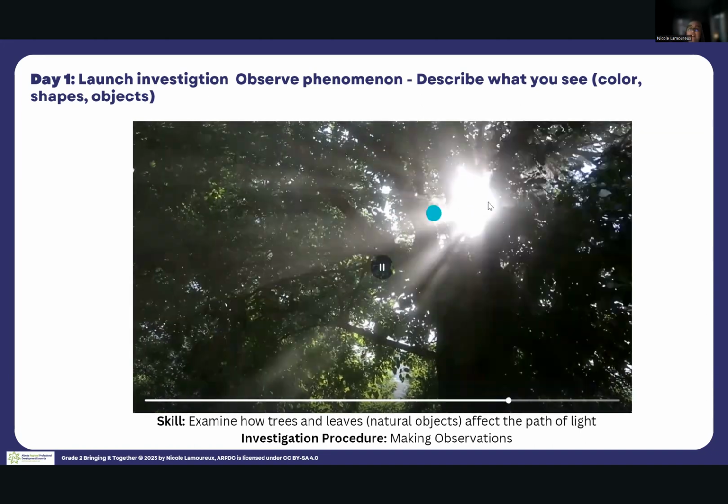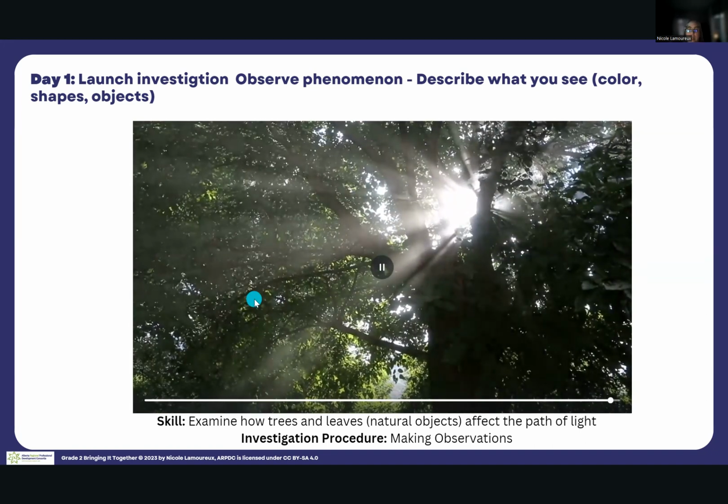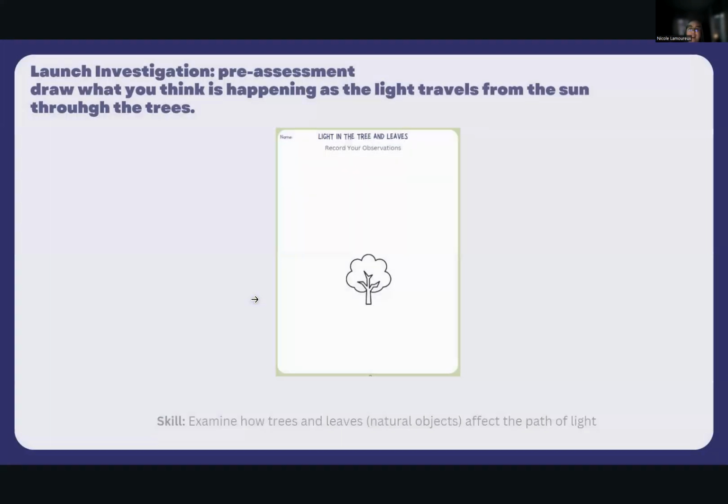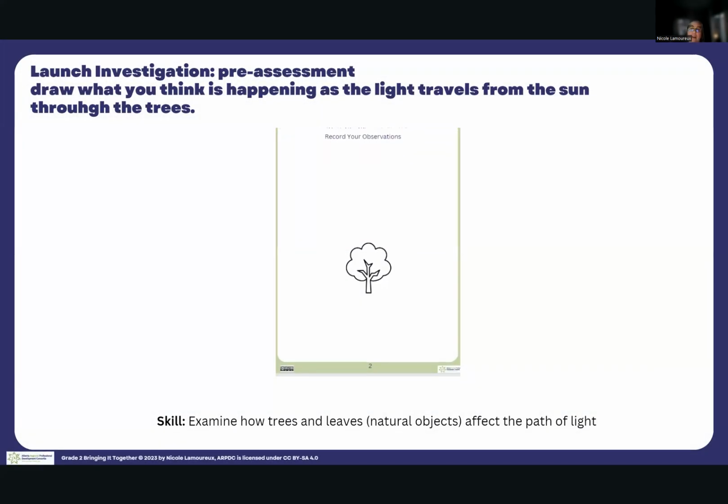Like, where can we see the sun? Where can we not see the sun? And then you want to think about, well, why? So what's happening here as the sun is going through? And they'll probably say it's being blocked by the tree, because they come with some understanding, but it's not necessarily being blocked. What is being blocked? And so they'll have a more sophisticated explanation at the end.